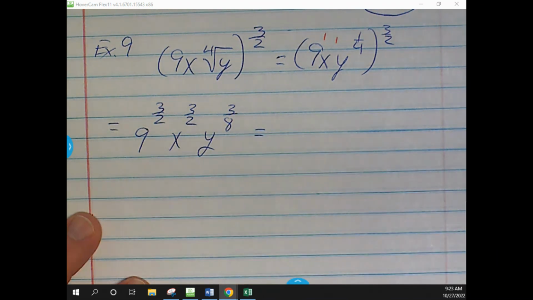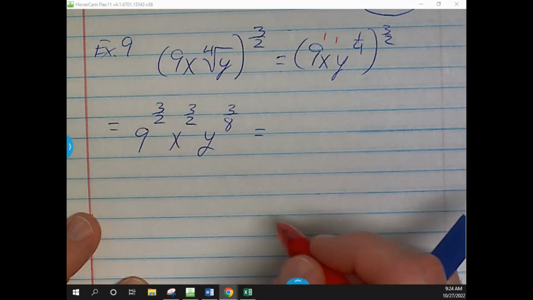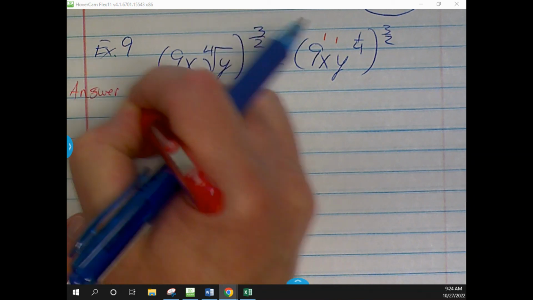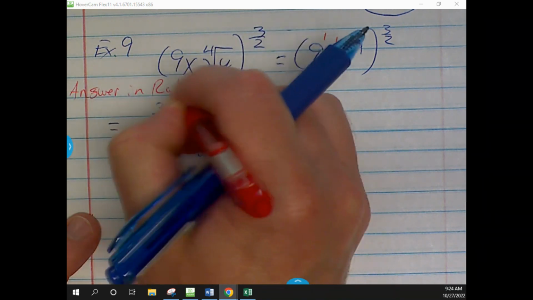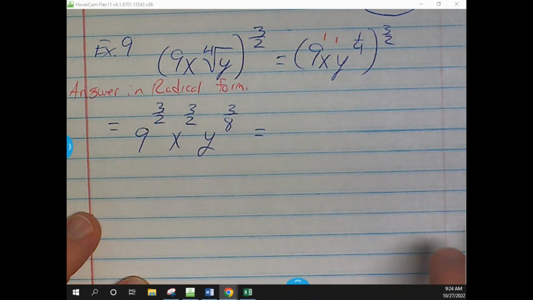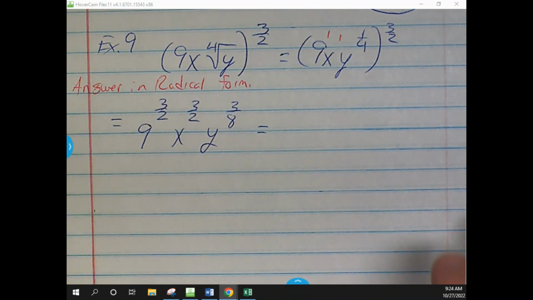Okay. And this should be one that in the question they should have told you to write this answer in radical form. Because they should give you a hint ahead of time how they want the answer, whether they want it in exponent form or radical form. So it just depends on how they go through that one.